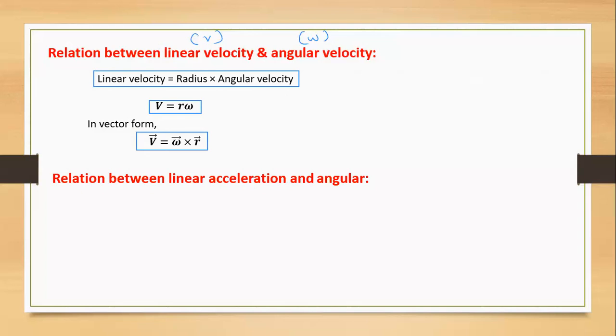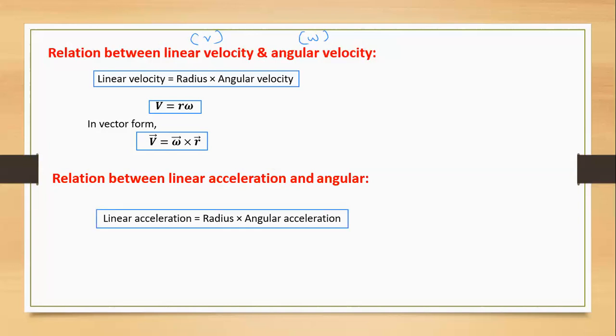Now, what is the relation that we have to learn? Here you can see a relation. Linear acceleration is equal to radius into angular acceleration. Now we write it in symbolic format: linear acceleration by the symbol small a, radius by r, and angular acceleration by alpha. So we get this formula, a = rα. This is the relation between linear and angular acceleration.